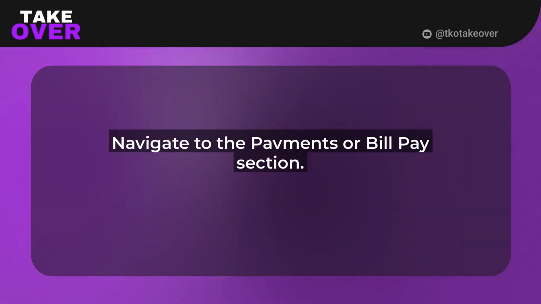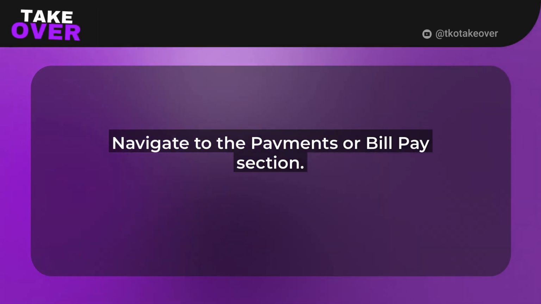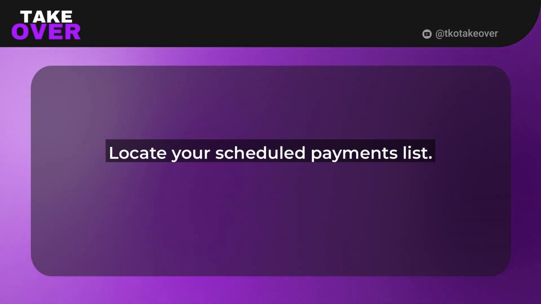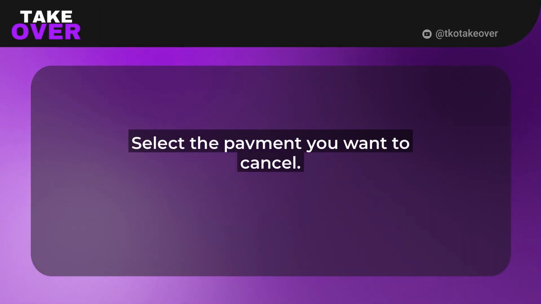First things first, you'll need to log into your Discover account. Open your web browser or the Discover mobile app, and enter your username and password. If you haven't logged in recently, make sure to verify any two-factor authentication to keep things secure. Once you're in, head over to the Payments, or Bill Pay, section. It's usually front and center on the dashboard.